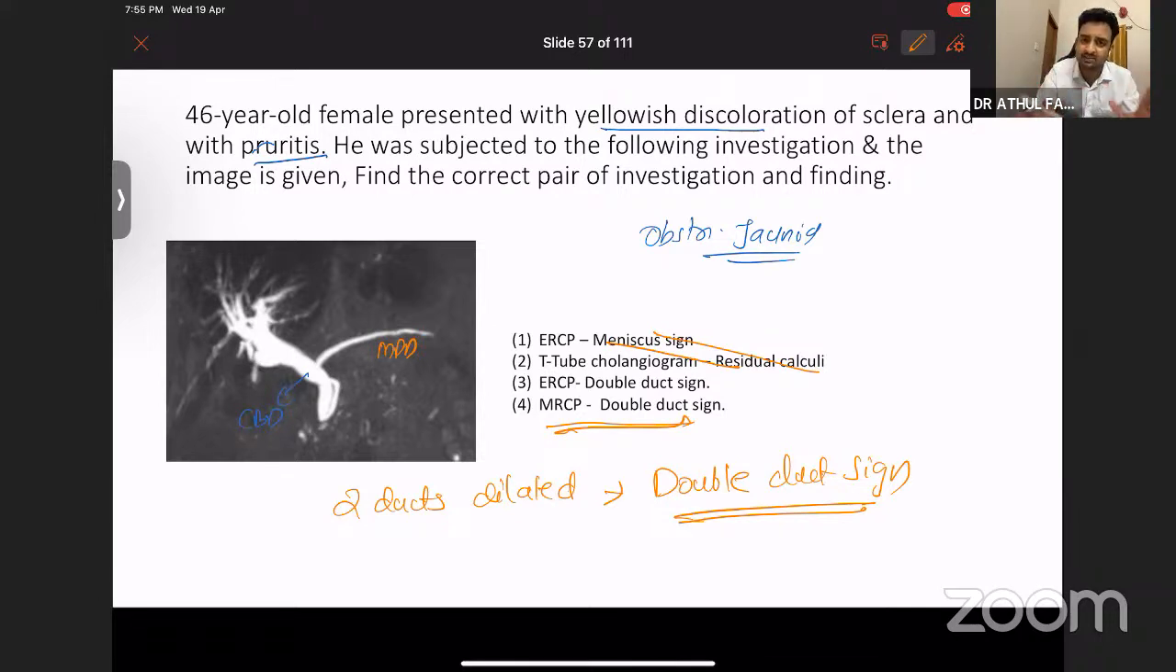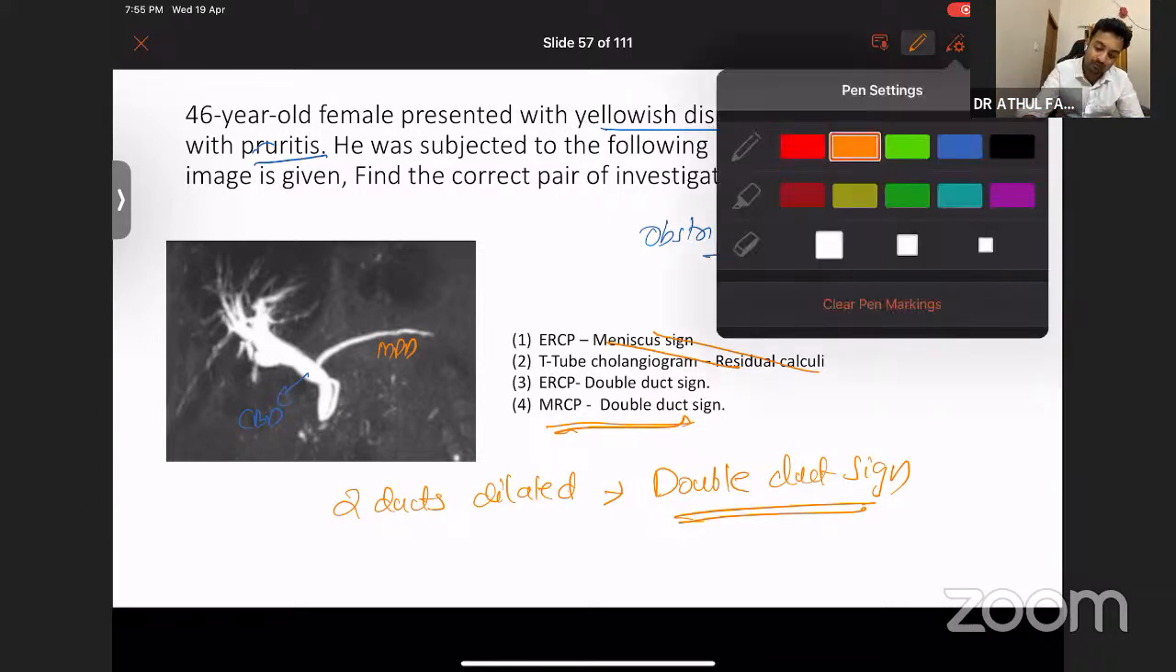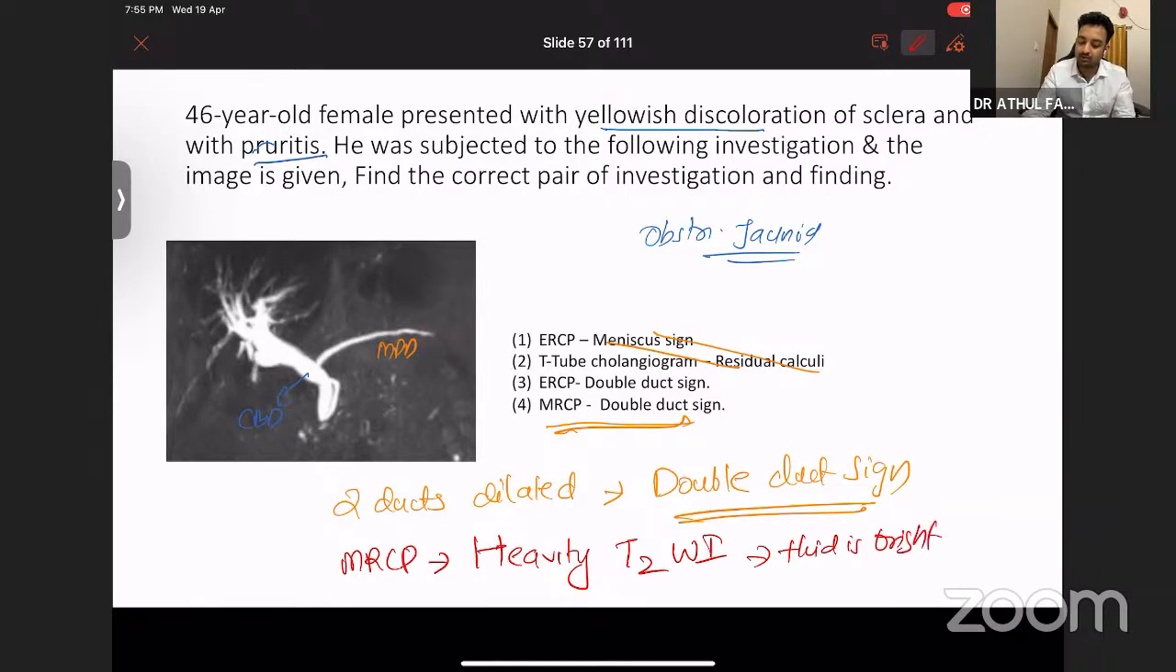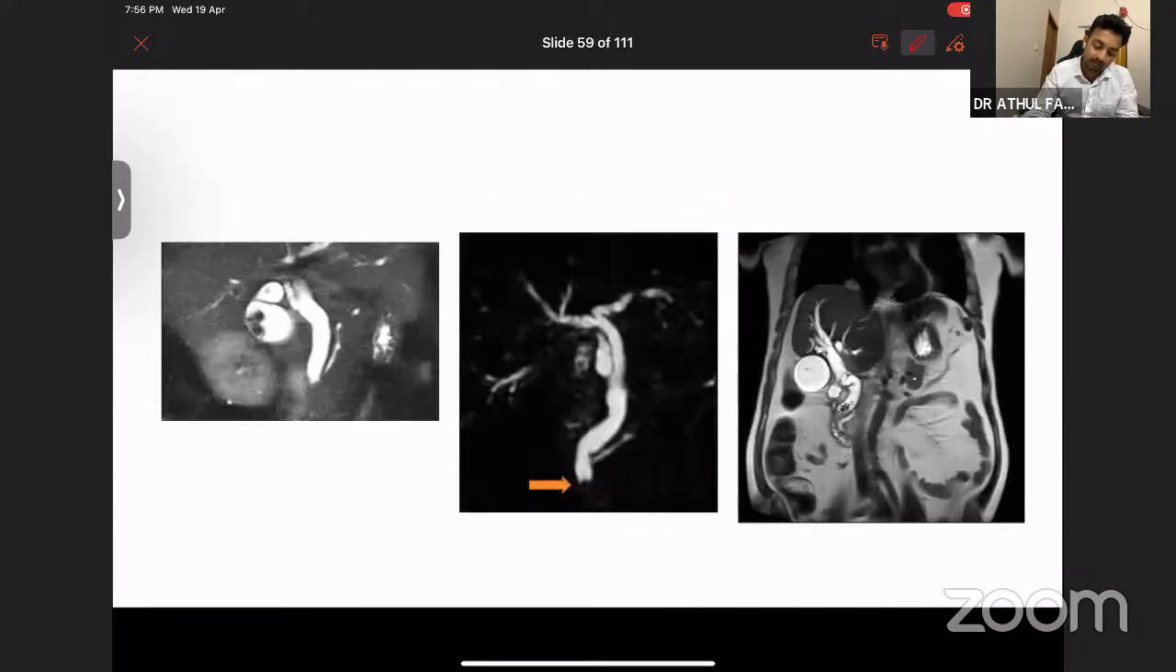MRCP is nothing, it is just a simple MRI. There is no need for contrast. There is no need for any invasive procedures. Just do MRI. It is heavily T2 weighted images. Just take heavily T2 weighted images, so the fluid will be bright. Fluid is bright. It is heavily T2 weighted, so the fluid is bright here. That is what you get in MRCP. You know, it is a non-invasive procedure. So this is the double duct sign in MRCP.